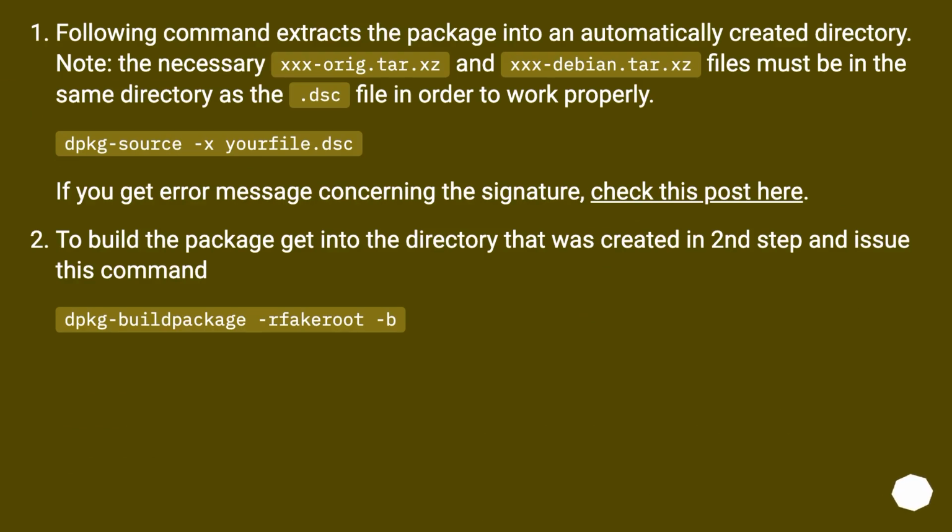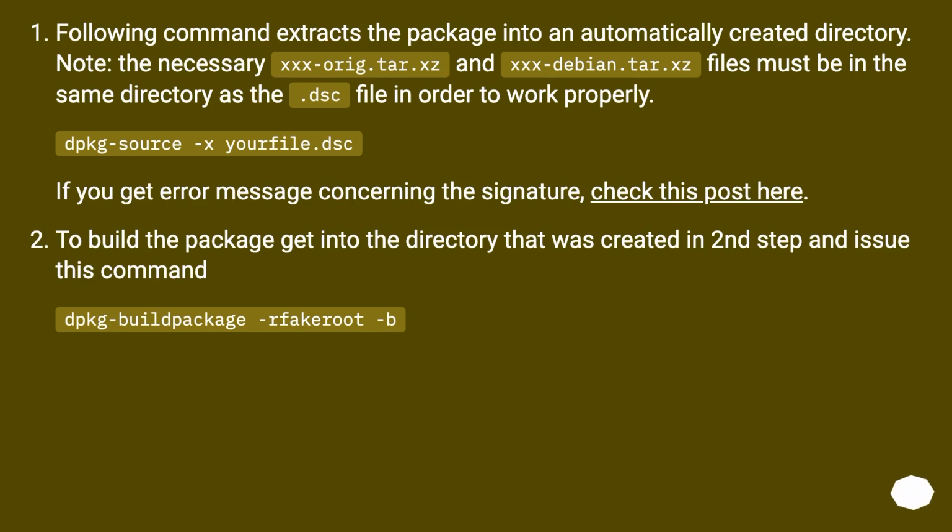The following command extracts the package into an automatically created directory. Note, the necessary .orig.tar.xz and .debian.tar.xz files must be in the same directory as the .dsc file in order to work properly: dpkg-source -x yourfile.dsc. If you get an error message concerning the signature, check this post here.